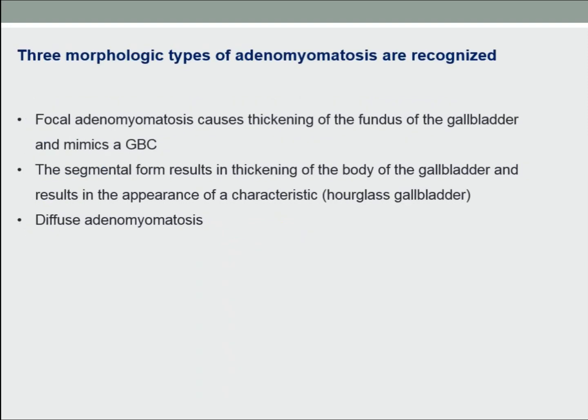There are 3 morphological types of adenomyomatosis. The first one, focal adenomyomatosis, causes thickening of the fundus of the gallbladder and may mimic gallbladder carcinoma. The segmental form results in thickening of the body of the gallbladder and the appearance of a characteristic hourglass gallbladder. In the middle there will be constriction and the two sides will be dilated. And the third is diffuse adenomyomatosis.